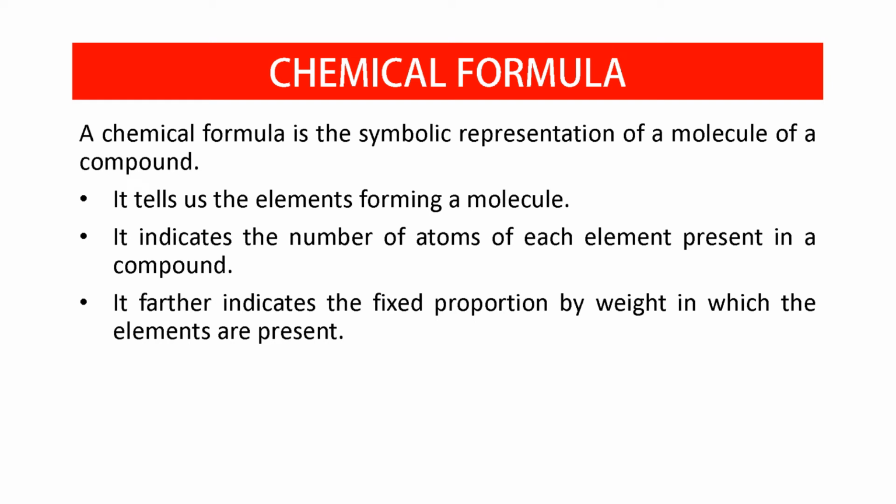So what is the significance of a chemical formula? It tells us the elements forming a molecule. It indicates the number of atoms of each element present in the compound. It also indicates the fixed proportion by weight in which the elements are present. So these are the three points which are very important in a chemical formula.